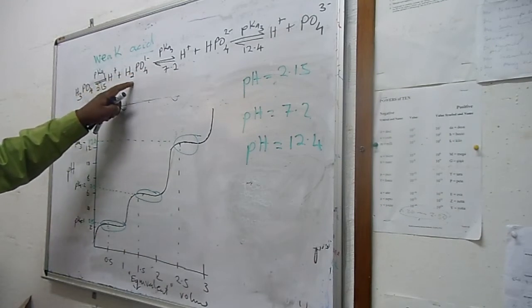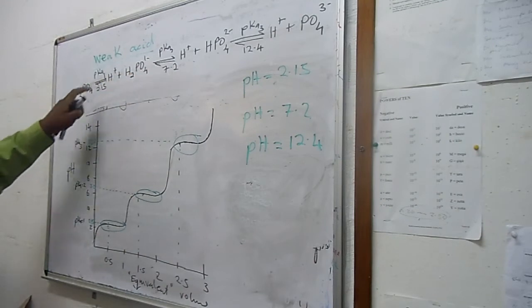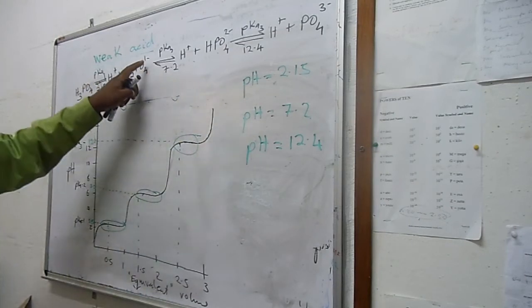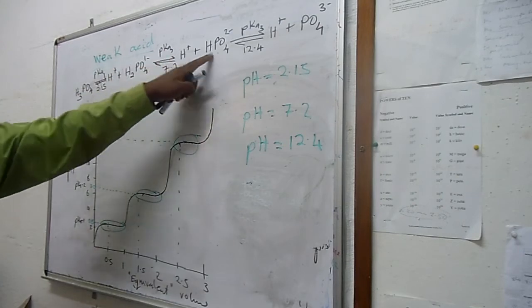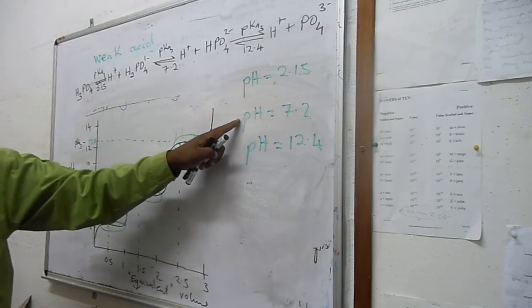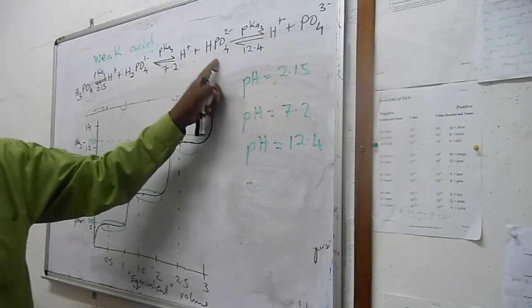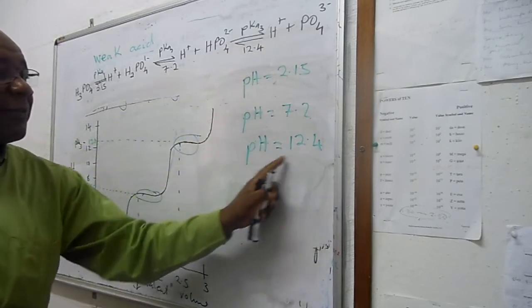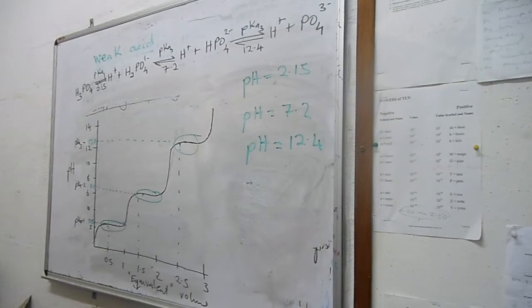It can act as a buffer because we know that this is an acid and this is a conjugate base. So if you have this acid and the conjugate base, then it can act as a buffer at that pH. If you have this acid whose conjugate base is this one, it will act as a buffer at 7.2. If you have this acid and its conjugate base, it will then act as a buffer at a pH of 12.4.